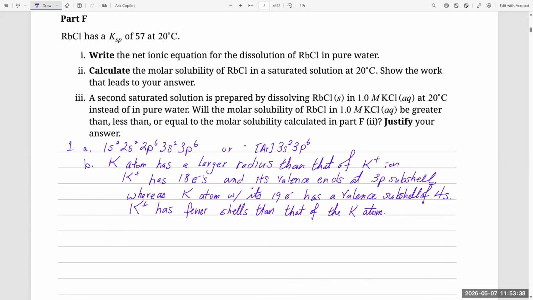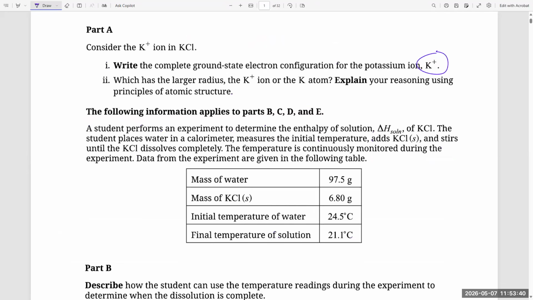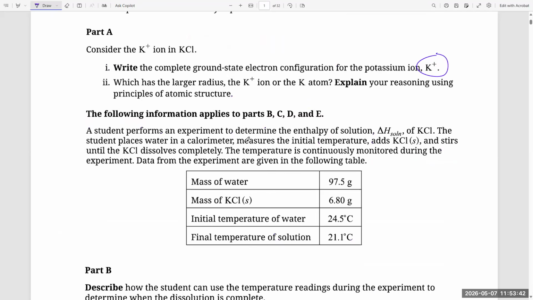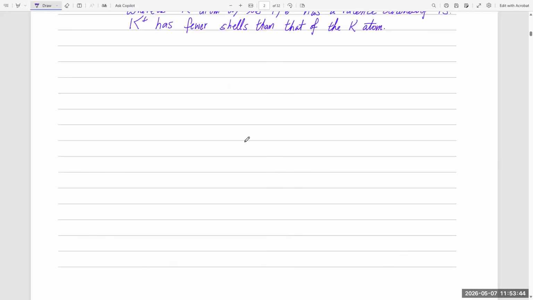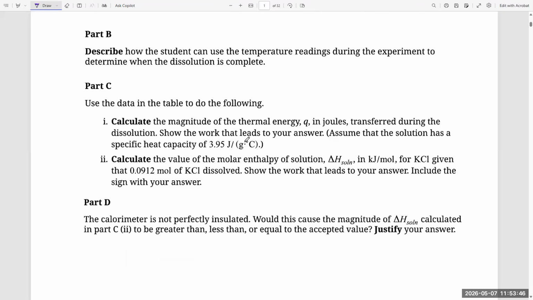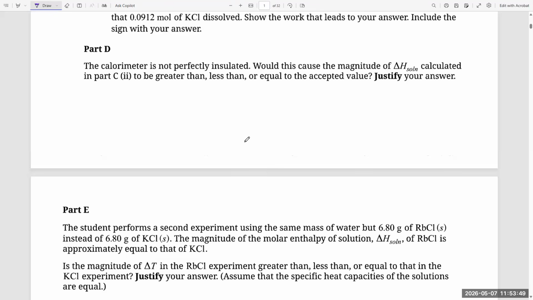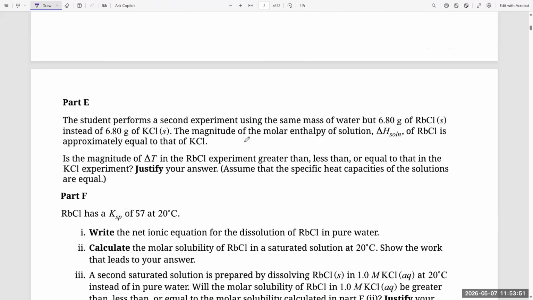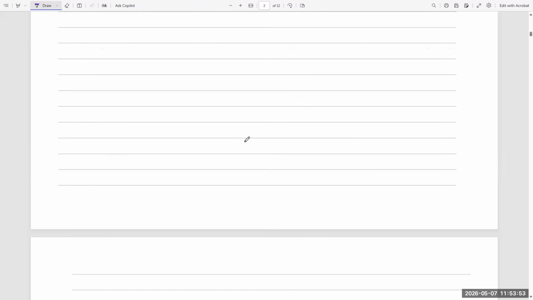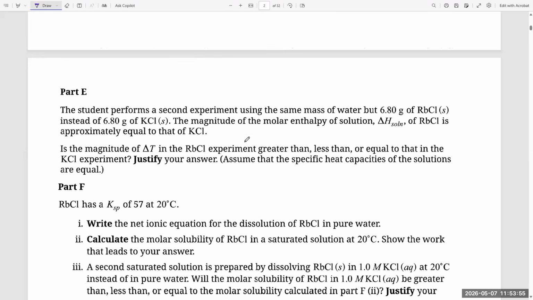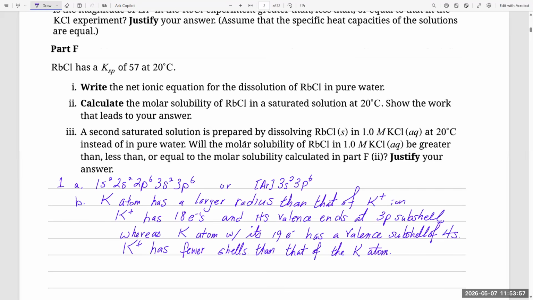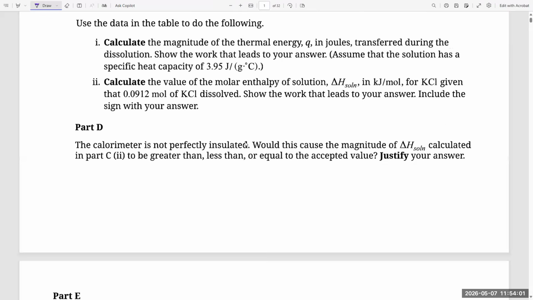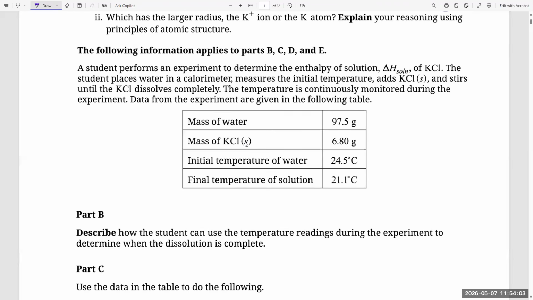So that's one and two, part A. Oh, I forgot to write that. Go back. You want to clearly define your answers. So you want to say 1A, part one and two, actually. So I mislabeled that. That's okay. So we're going to go to part B.